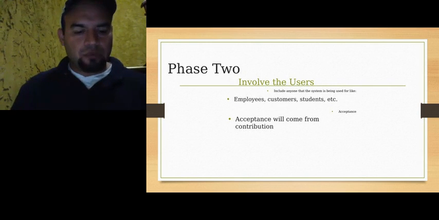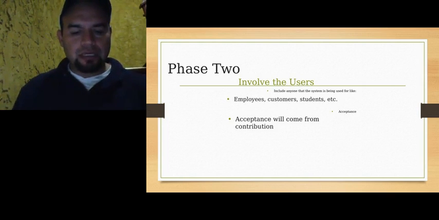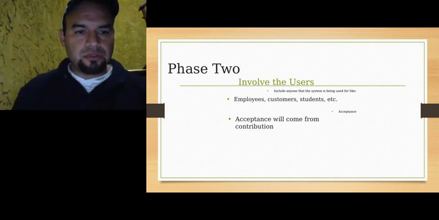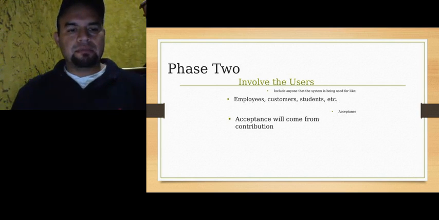The second guideline is where one must involve the users. The users are anyone that the system is being built for. For instance, the users could be employees, customers, students, data entry specialists, accountants, or owners. The users will be more willing to accept the new system if they feel ownership of the process by contributing to the design or creation of it.